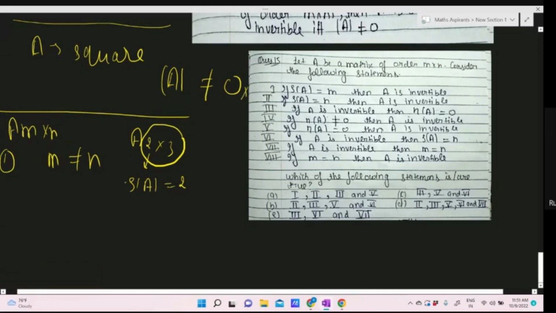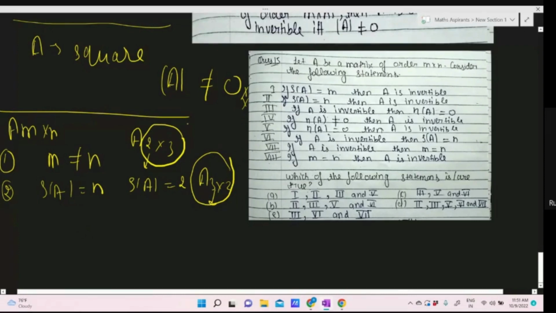Now, from a similar point of view, you can easily discard option number 2. Option number 2 says that if rank of A is n, then A is invertible. Let us take the matrix A to be 3 cross 2 and choose matrix A in such a way that the rank of A becomes n, that is 2. Here the matrix is also not invertible because the matrix is not a square matrix. So option number B is also incorrect.